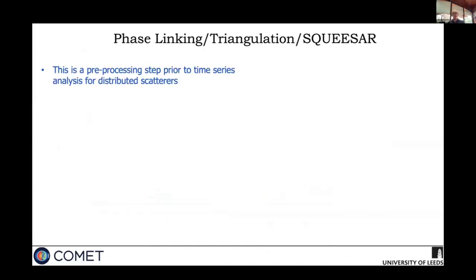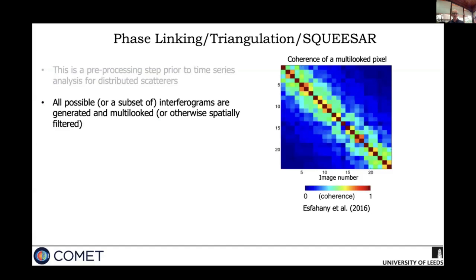One other important approach to mention is phase linking, also known as triangulation or squeeze-SAR. Squeeze-SAR is a specific implementation of this approach, but the general term, I would say, is phase linking. Some people might think of this as a third time series approach, but I think of it as a pre-processing step that you can apply prior to standard time series techniques. The idea is you're trying to get signal from distributed scatterers.